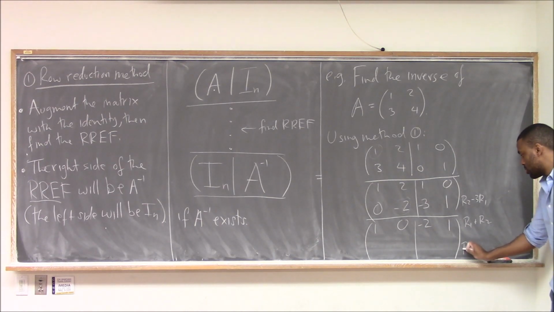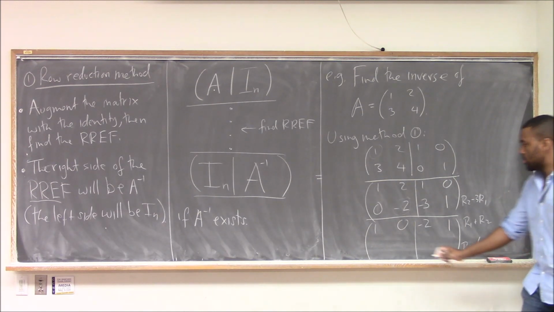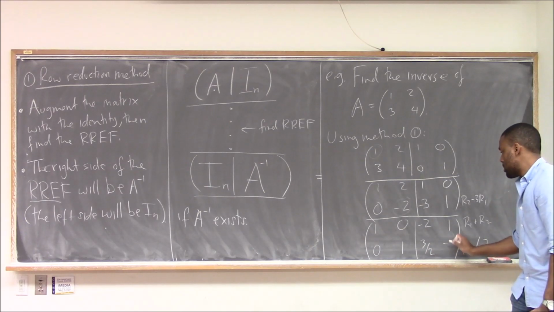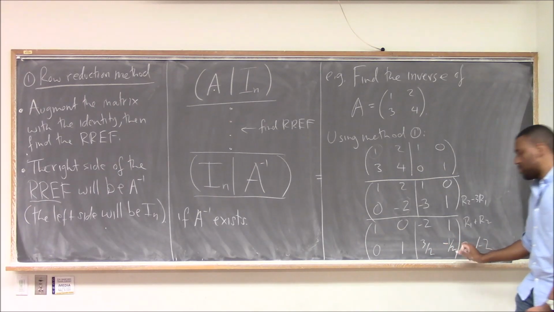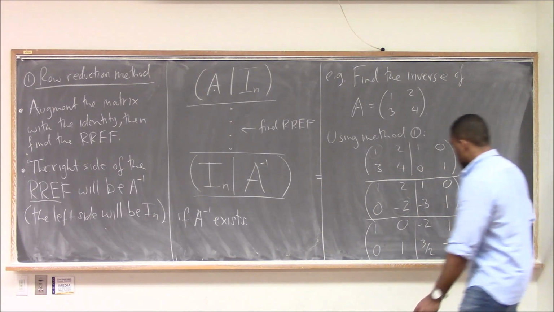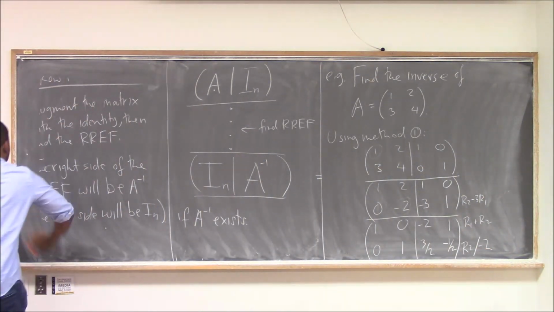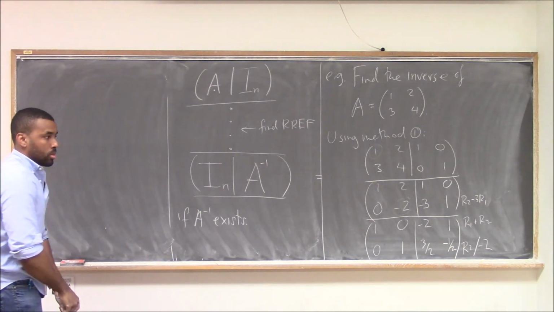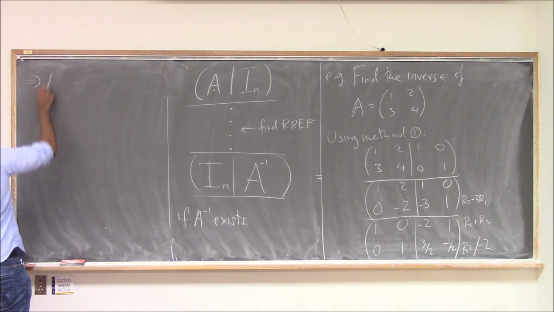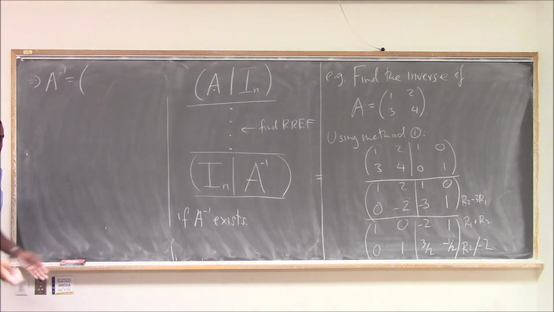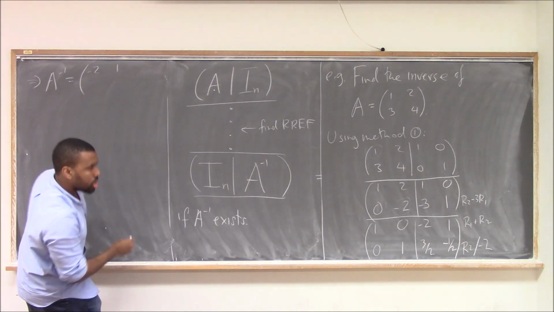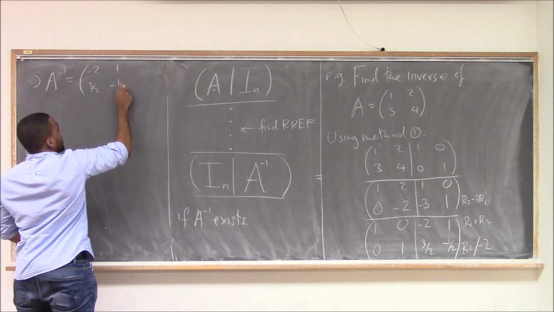Now I can take row 2 and divide by minus 2. So this would be 0, 1. This would be 3 over 2. This would be minus 1/2. And that's the answer. It was a 2 by 2, so it's not going to take a very long time to find the answer. Minus 2, 1, 3 over 2, minus 1/2.